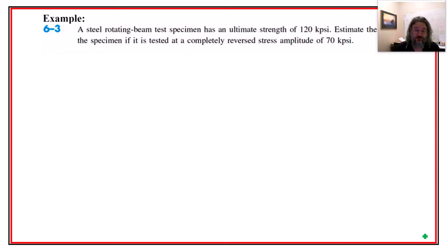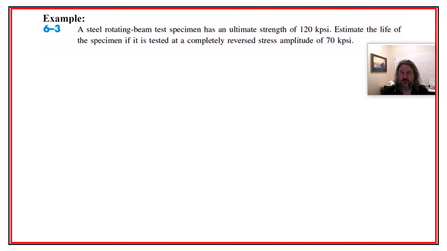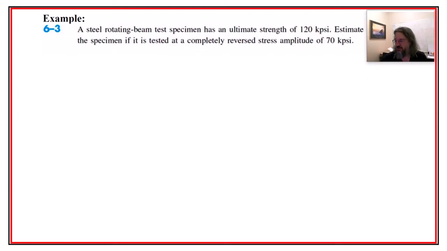Okay, so here is an example for class 19. I can't find my cursor. There you go. This is actually problem 6.3 in Shigley. A steel rotating beam test specimen has an ultimate strength of 120 ksi. Estimate the life of the specimen if it is tested to a completely reversed stress amplitude of 70 ksi.